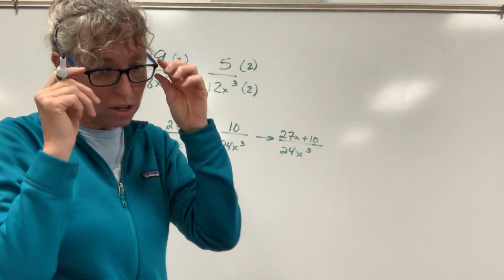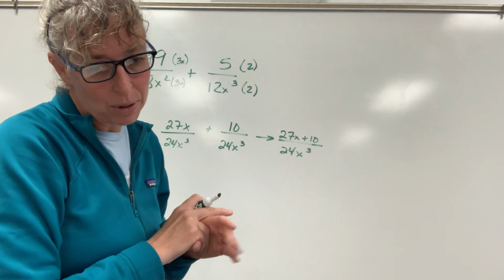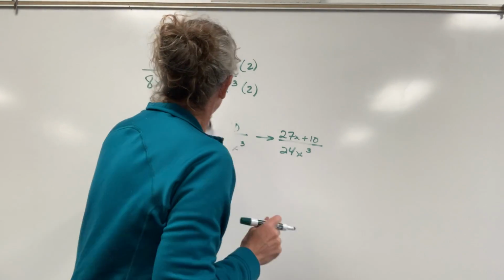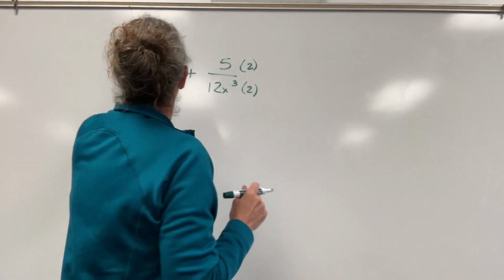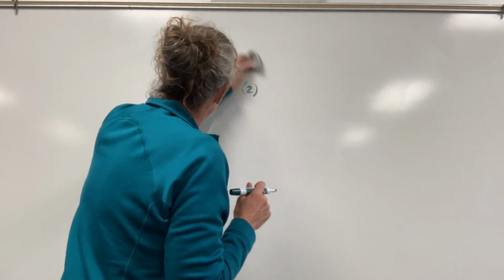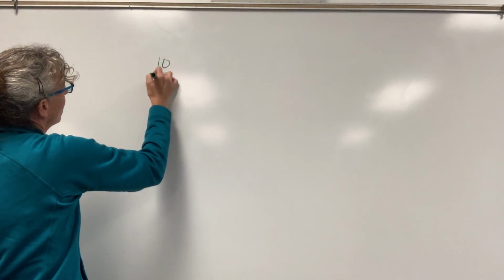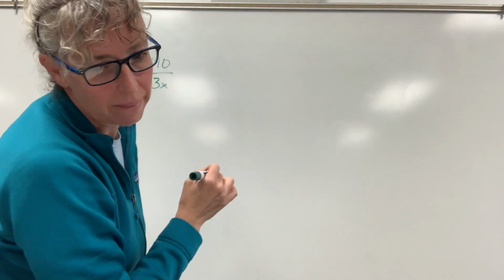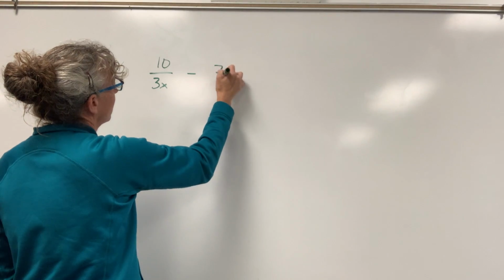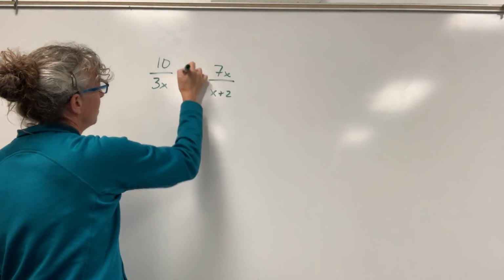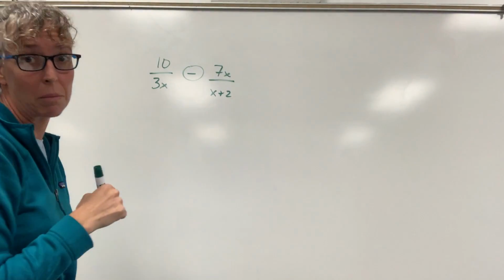Okay, let's go ahead and do example 4. Example 4 has some parentheses on the bottom, not just regular numbers. So 10 over 3x, and then minus 7x over x plus 2. Minus, it's a minus. Be careful when you go to do this that you remember that you're subtracting.